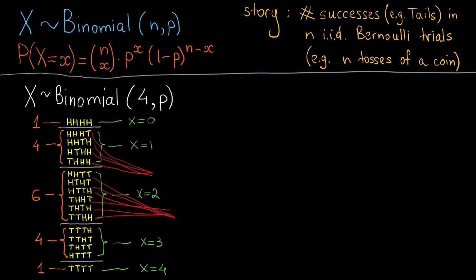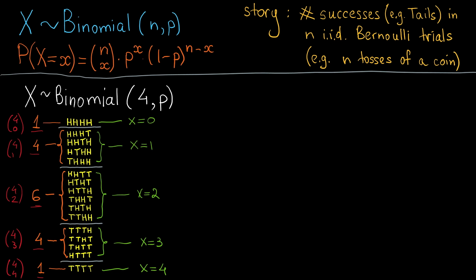You may notice that the numbers on the left might remind you of Pascal's triangle. And that is indeed the case. This 1 here is really a 4 choose 0, this 4 is a 4 choose 1, the 6 is a 4 choose 2, the 4 here is a 4 choose 3, and the 1 is a 4 choose 4.